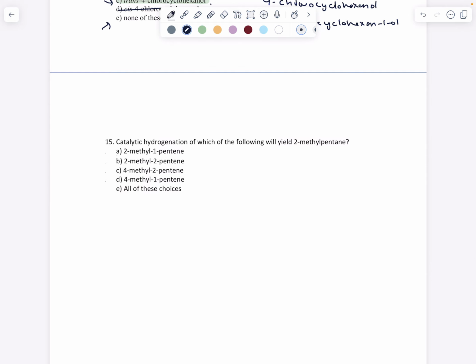Okay, catalytic hydrogenation of which of the following would yield 2-methylpentane? So I'm going to draw these all out. A is 2-methyl-1-pentene. B is 2-methyl-2-pentene. C is 4-methyl-2-pentene. D is 4-methyl-1-pentene.